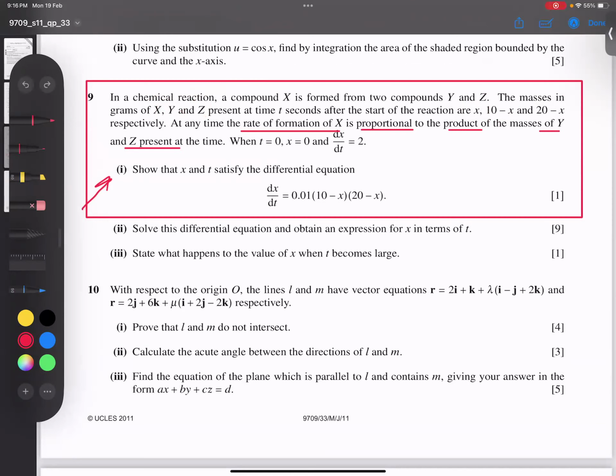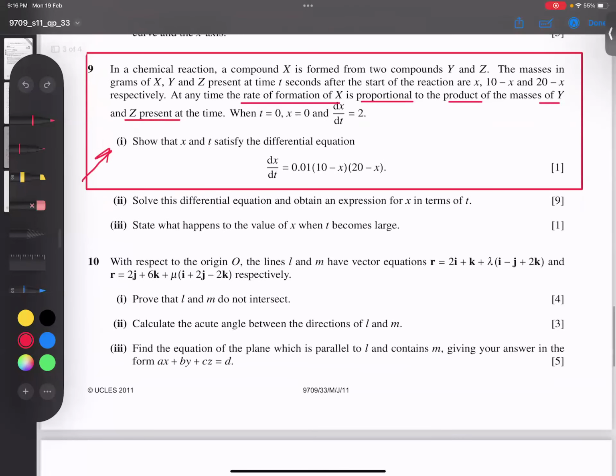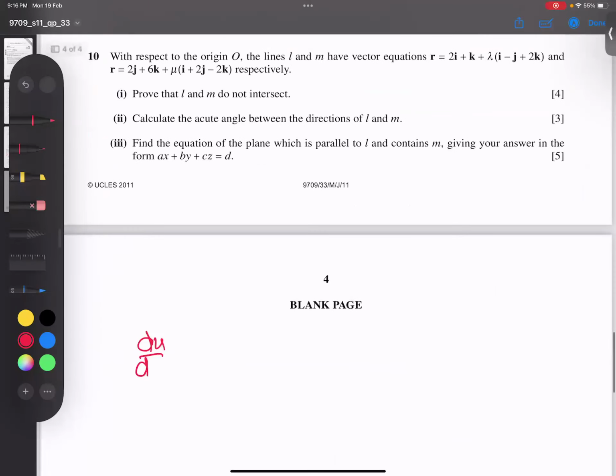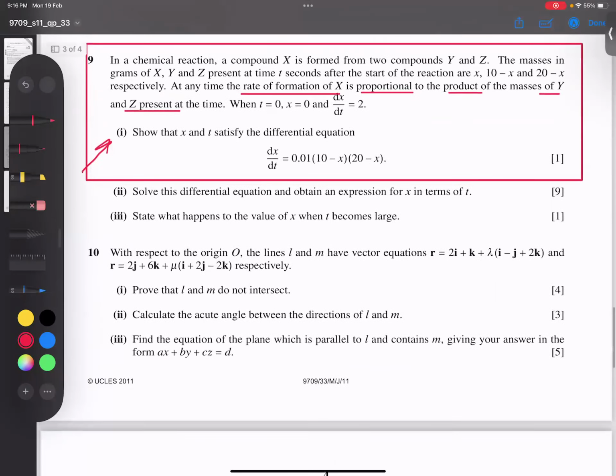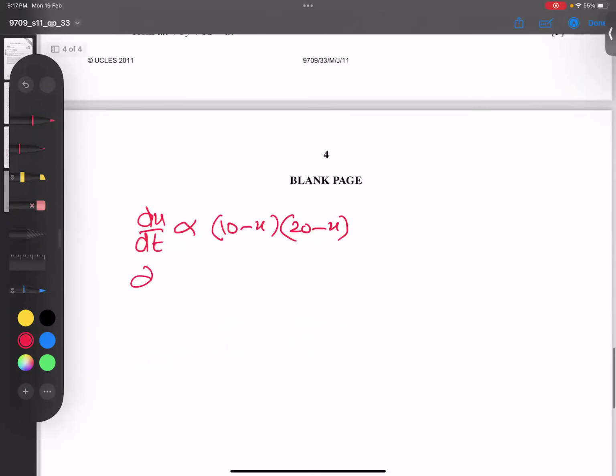Now he said product of Y and Z. So Y and Z, Y is this, Z is this, and we can see it from our answer too. So I'm starting here and writing, because rate of formation of X, I can write dx over dt proportional to 10 minus x and 20 minus x. And you know it very well, we will remove the proportional sign and put a k here. After this, we put some values given by him.